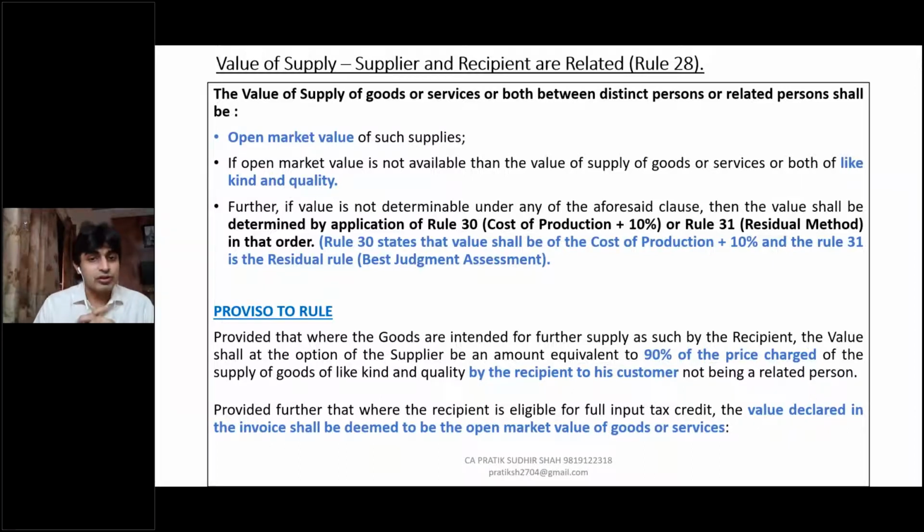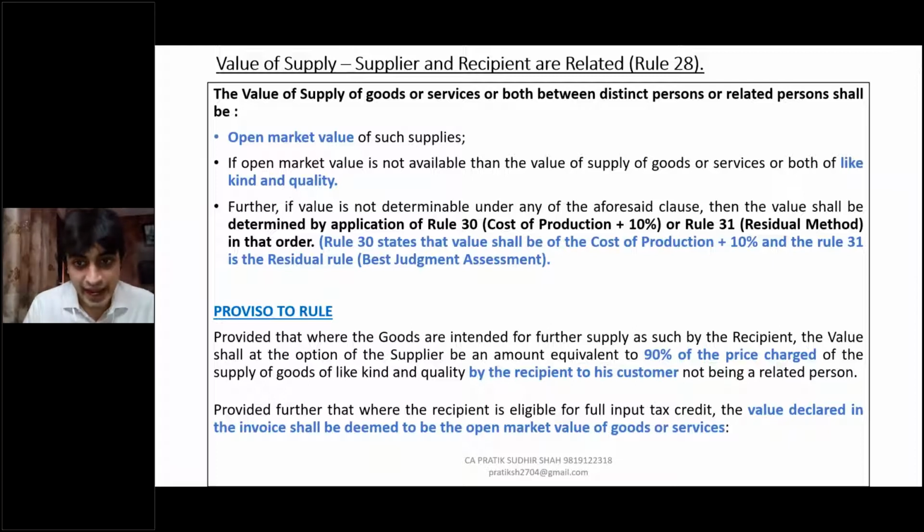Like for previous example only I will take. Maharashtra is supplying to Delhi, same distinct person. Suppose 100 rupees ka invoice बनाए, only 100 rupees plus GST. Second proviso is allowing that the value declared in the invoice shall be deemed to be the market value between the distinct persons. But I feel ये थोड़ा logical नहीं है. The second proviso, government also might not allow.